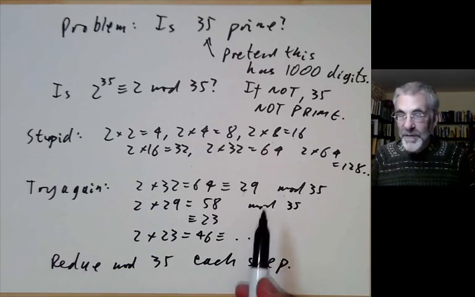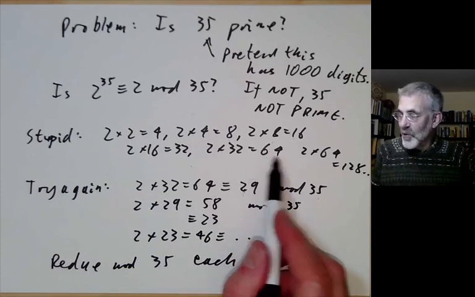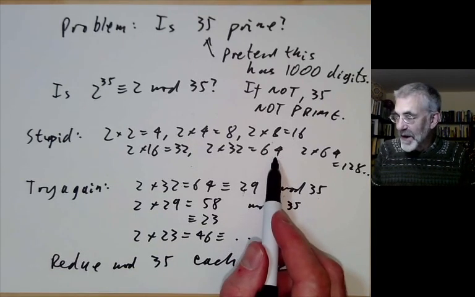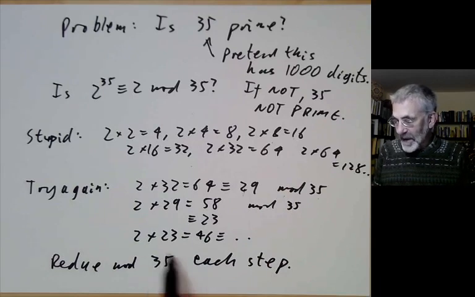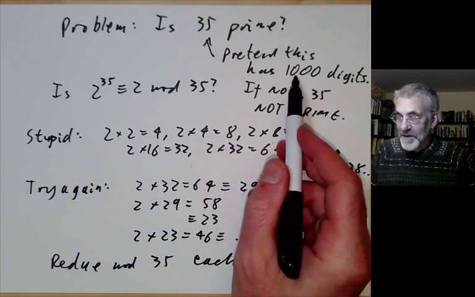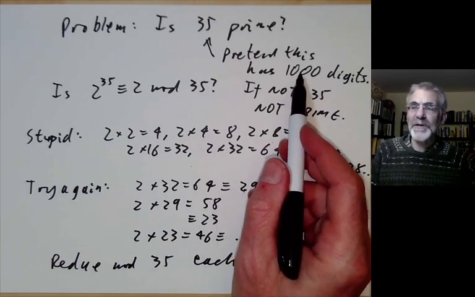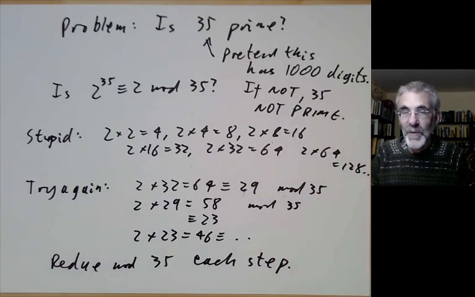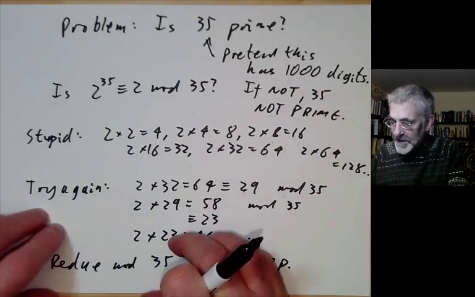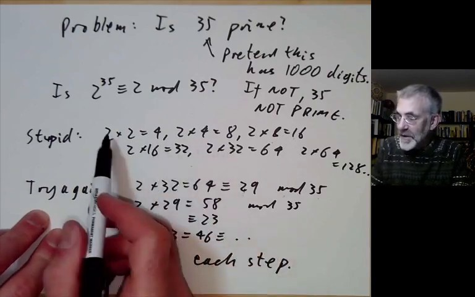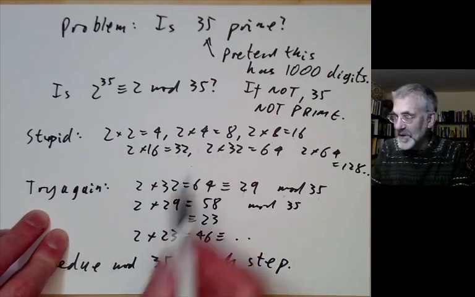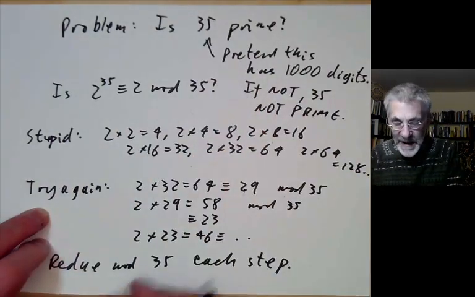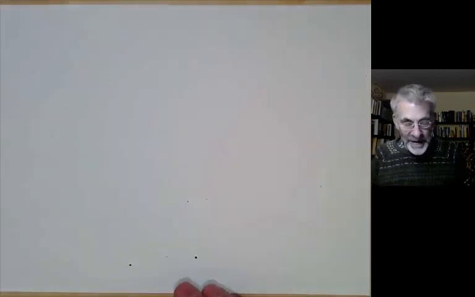And this solves one of the problems, because now the numbers I get here are not going to grow ridiculously big. They're just going to stay less than 35, or less than this 1,000-digit number. And a 1,000-digit number, computers can cope with that just fine. But that's still no good, because it's still going to take 35 of these steps, and if 35 was really large, that would just take too long. So here's another idea.